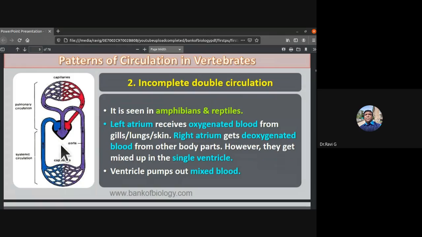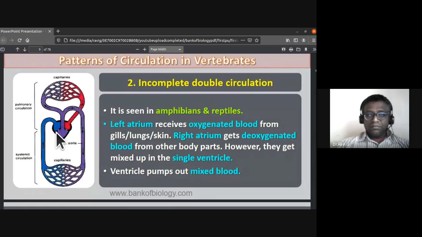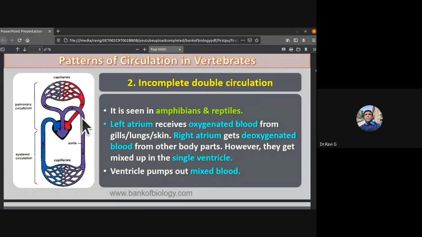So the left atrium, on the left side of the heart, receives the oxygenated blood from gills, lungs, or skin. The right atrium gets deoxygenated blood from all the other body parts. However, whatever the type of blood, it gets mixed up in the single ventricle. Since they have a single ventricle, the deoxygenated and oxygenated blood get mixed up, so the ventricle pumps out a mixed blood.